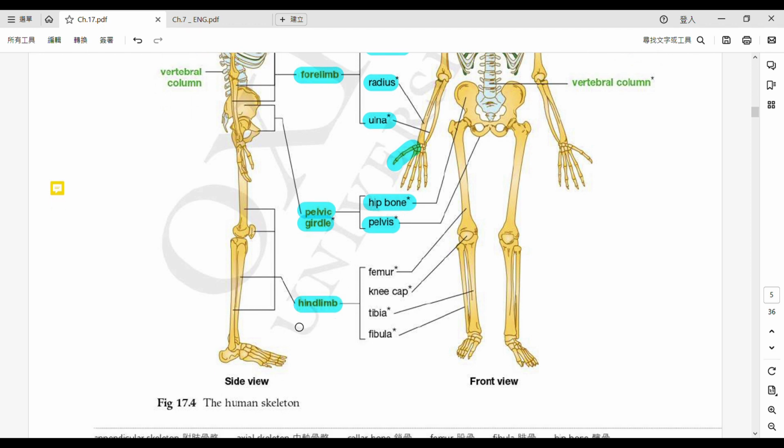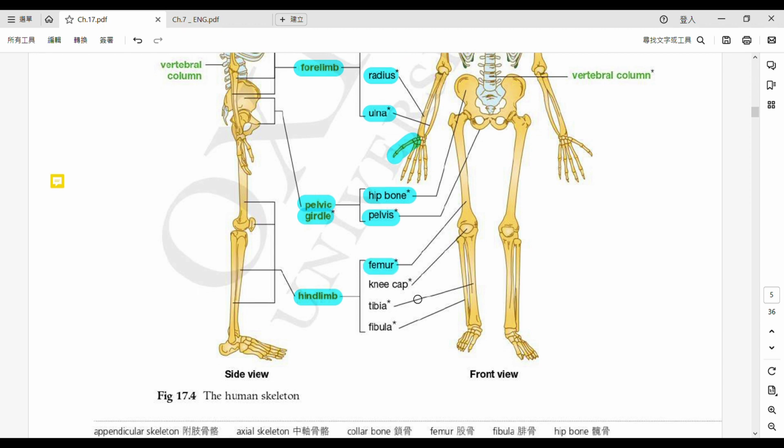And the last part is called the hind limb, about our legs. The thickest one we call the femur. And then there is this kneecap. We learn about this when we talk about the knee-jerk reflex. When we tap the area right below our kneecap, we will have this reflex action.